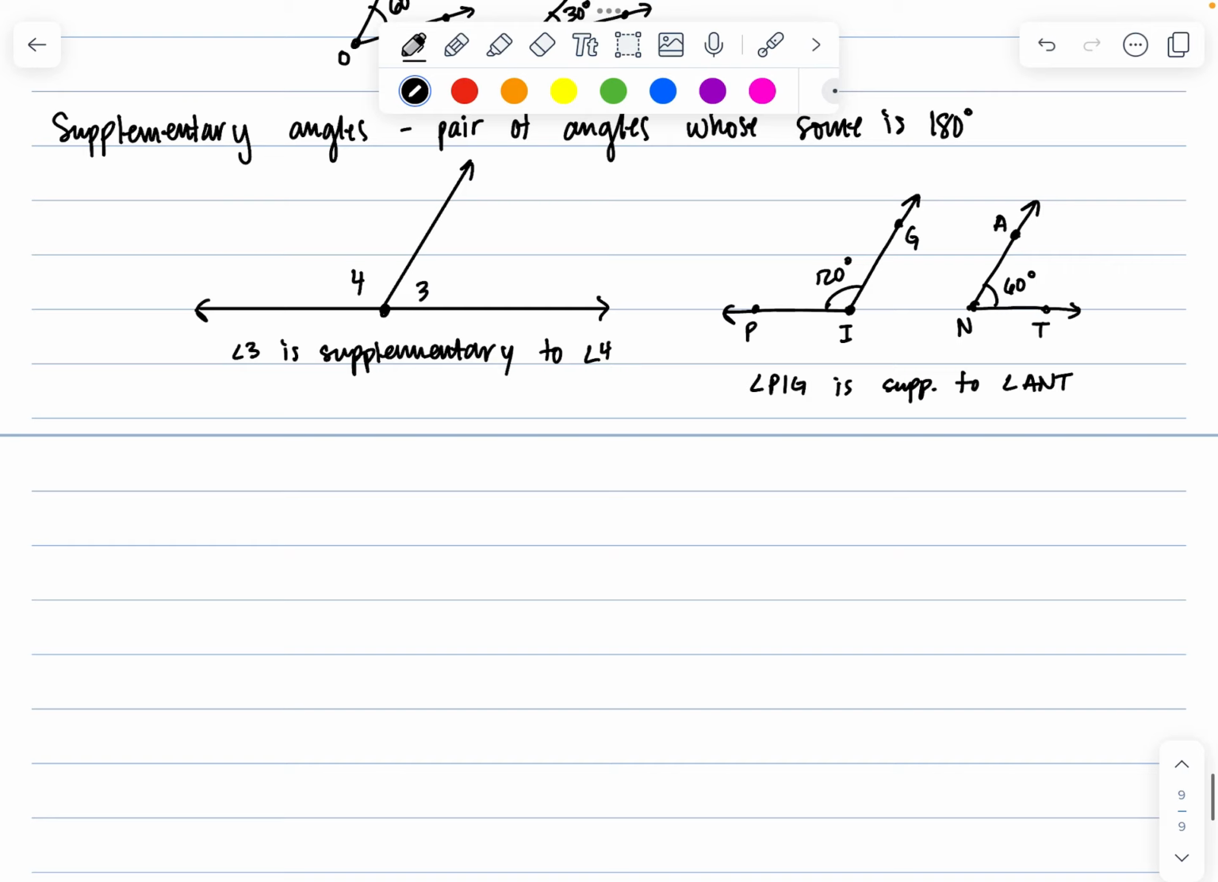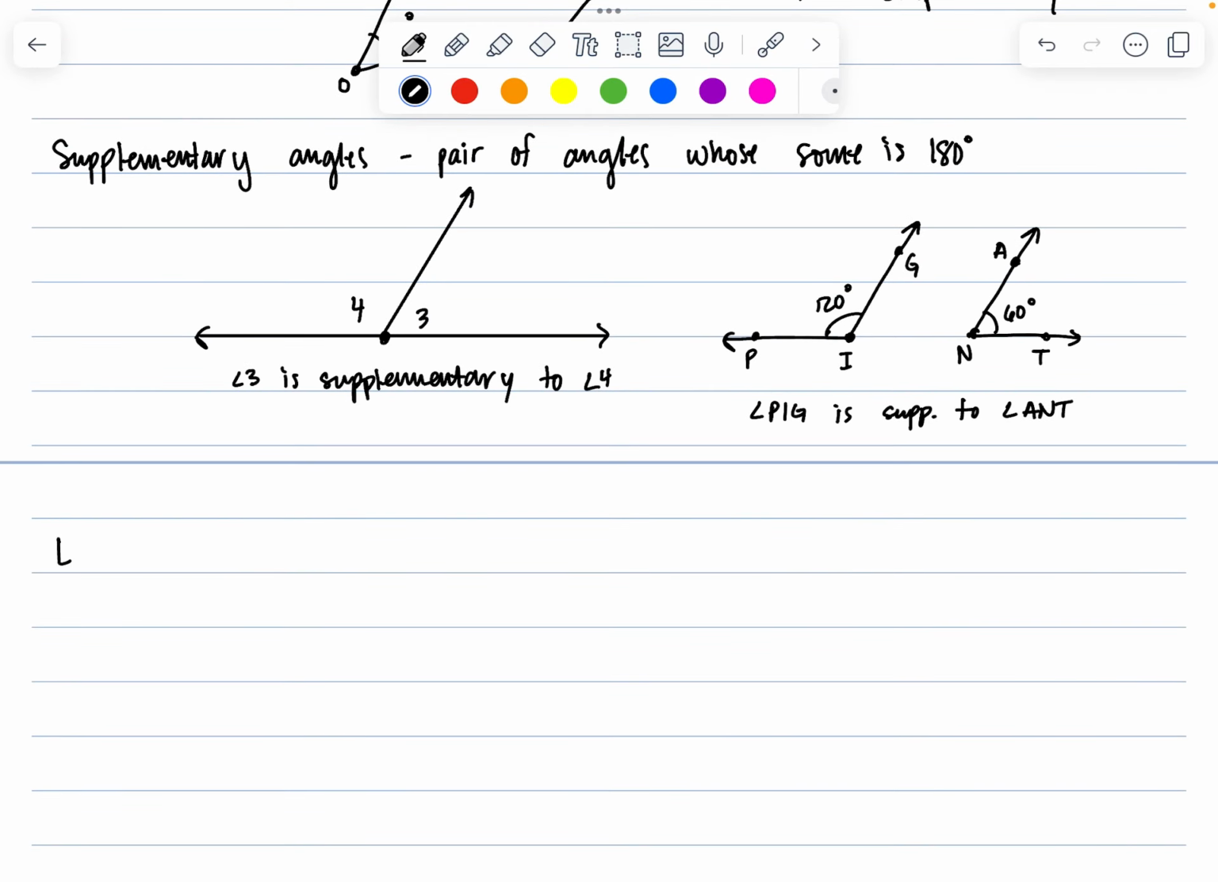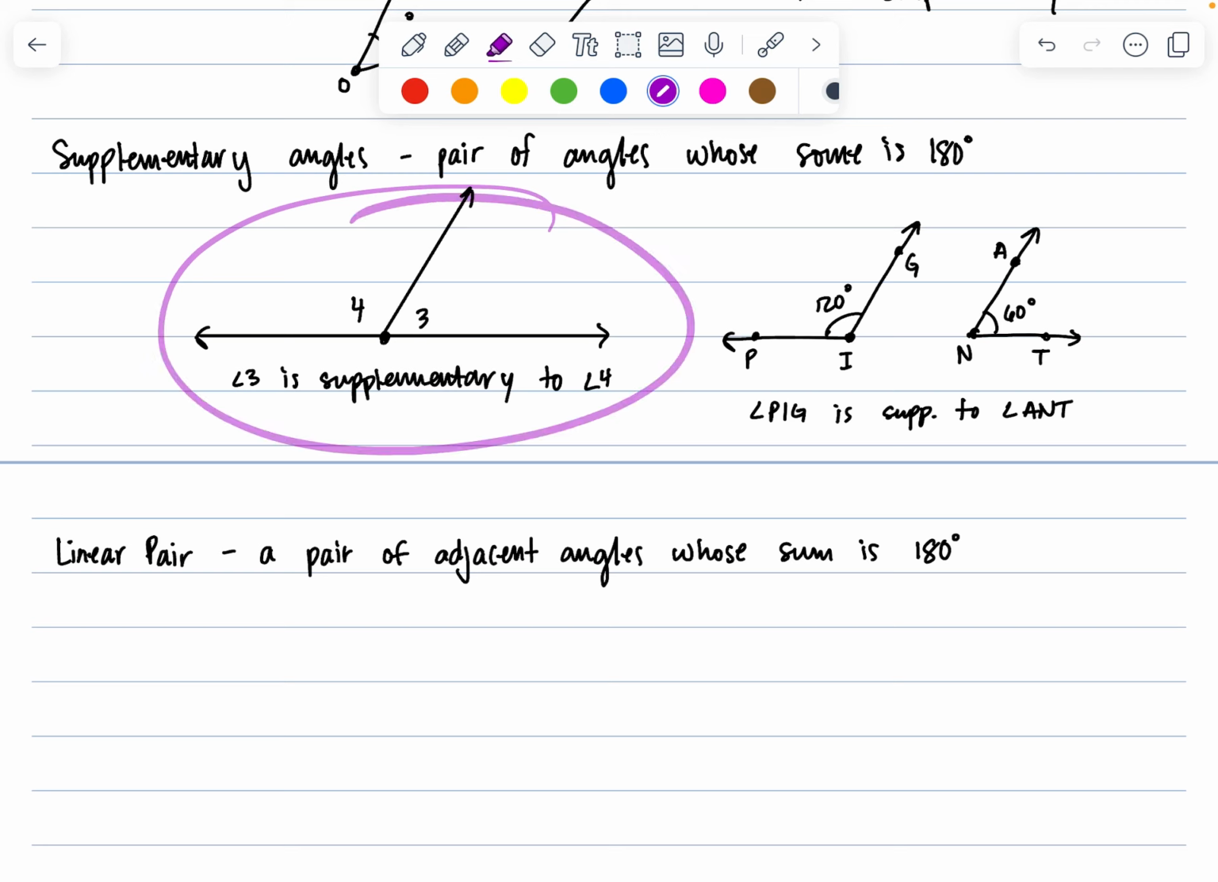Now, linear pair. I'm going to keep supplementary angles here because it is very much related to it. A linear pair are a pair of adjacent angles whose sum is 180 degrees. So in reality, the linear pair, if you look above, is this first example, angle 3 and angle 4. They are both adjacent and add up to 180 because they make a straight angle.